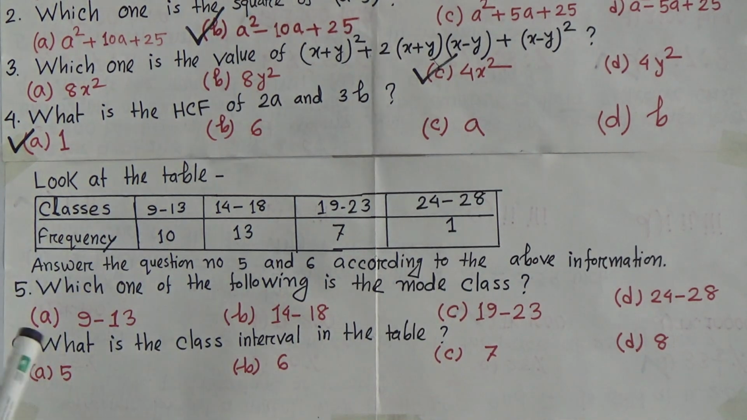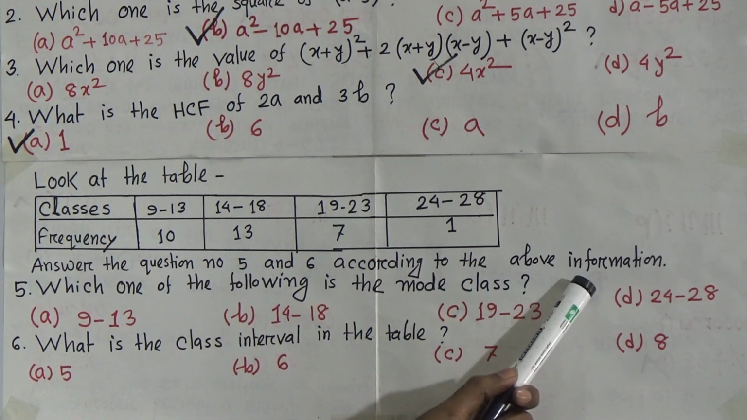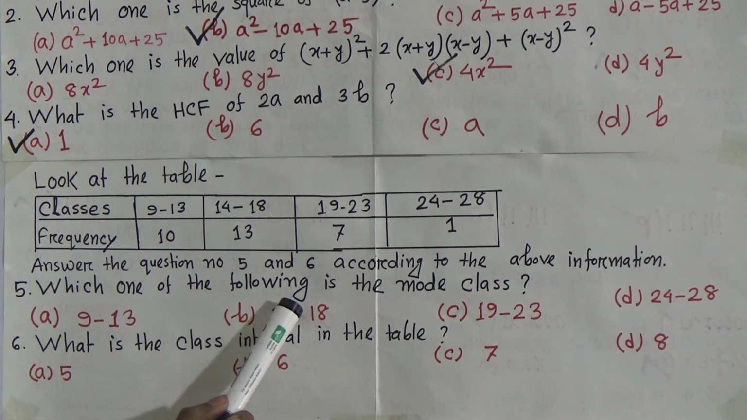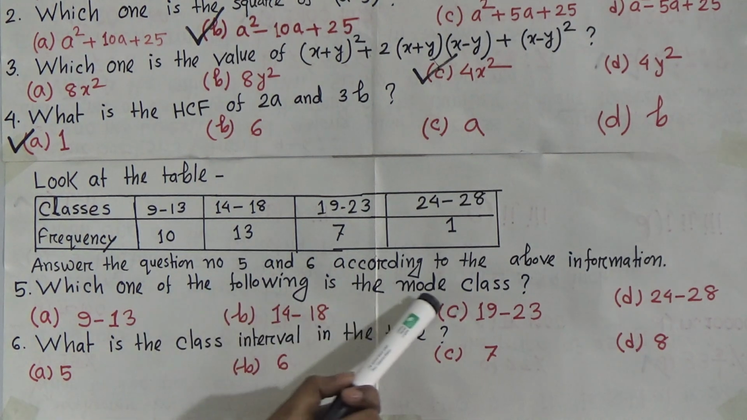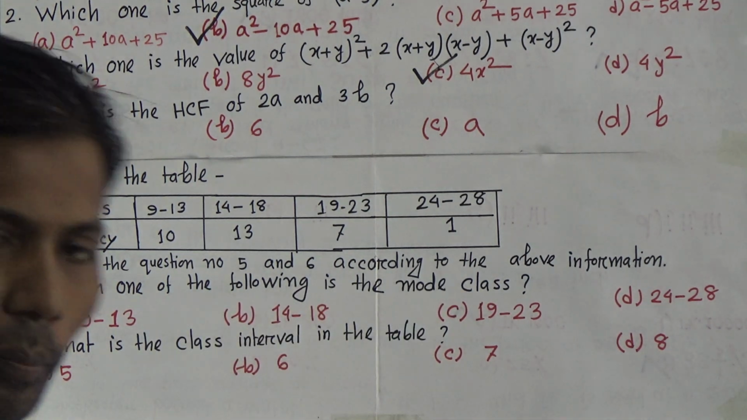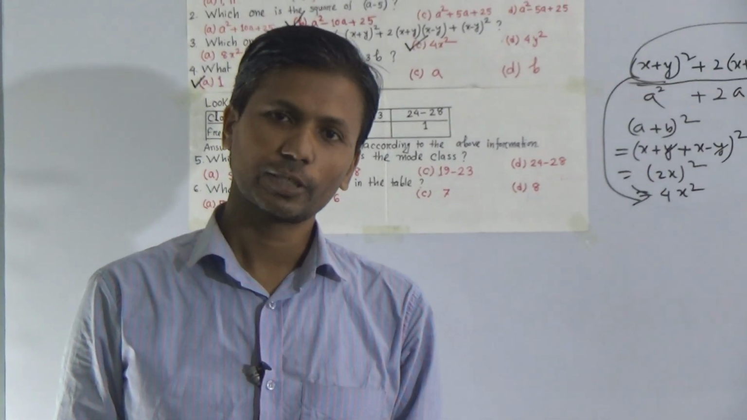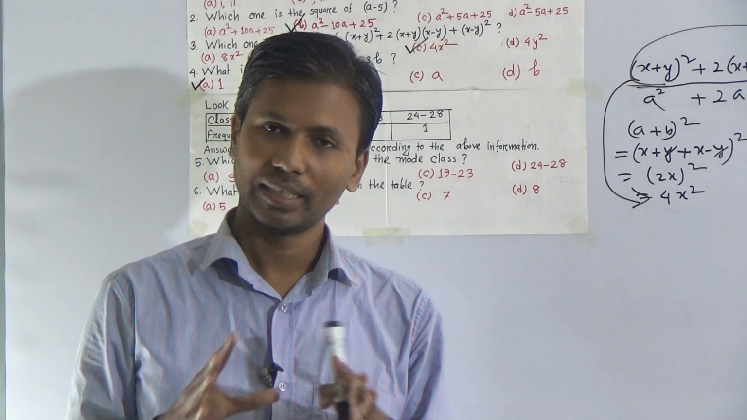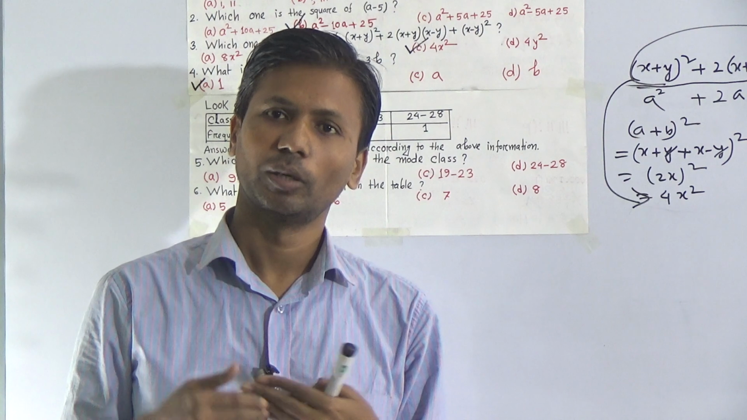Dear student, now answer questions 5 and 6 according to the above information. Which one of the following is the mode class? Dear student, do you remember what is meant by mode? The number which occurs most in some data is called the mode.